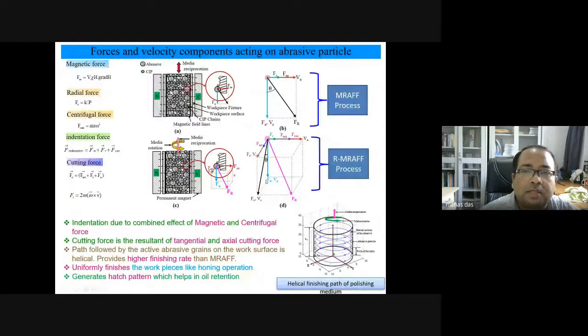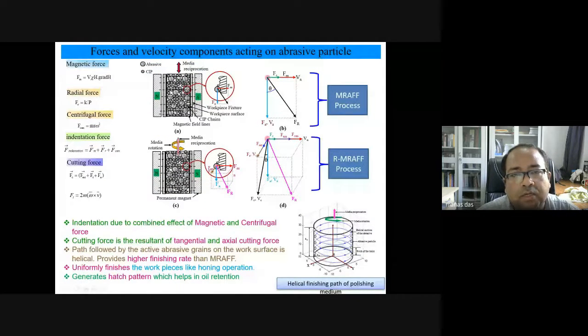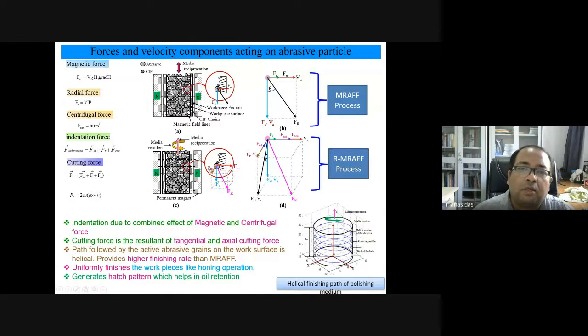Now we have to understand certain forces. When the fluid is flowing through a cylinder, the abrasive particles touching the workpiece surface are called active abrasive particles. What forces act on these active abrasive particles? As the fluid flows through the cylinder, there is a pressure gradient, which we have applied. Because of that, one radial force and one axial force will be there. Also, the magnets, with north and south poles kept here, mean a magnetic force will also act in this direction.